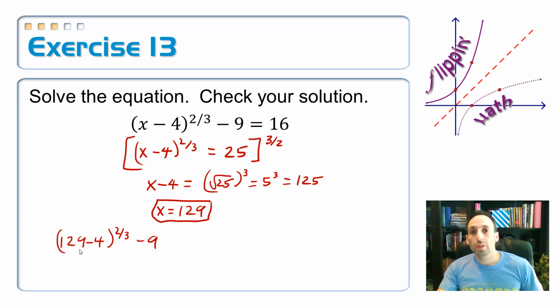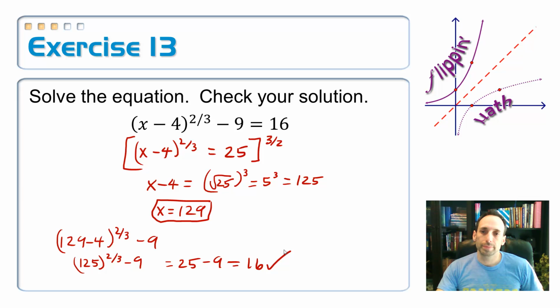So inside the parentheses, I'd have 125 to the 2/3 minus 9. So take the cube root. The cube root of 125 is 5. 5 squared is 25. 25 minus 9 is 16. Check! It wasn't extraneous.